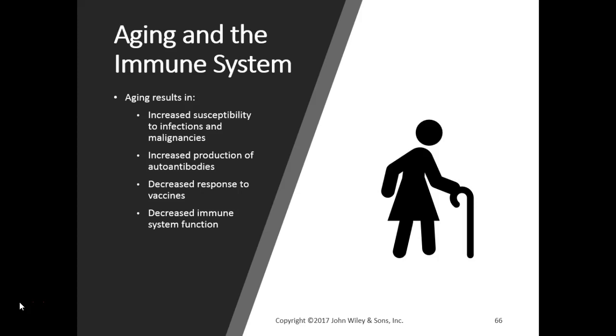So it's for this reason that elderly people are encouraged to get a flu shot each year, because we don't retain those memory cells as long, because the B cell production and the T cell production has decreased.